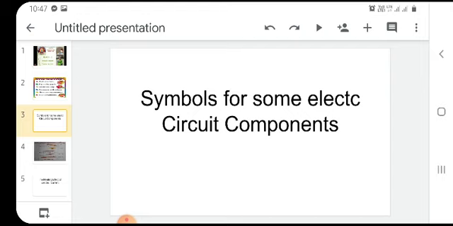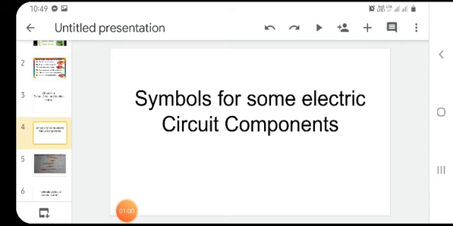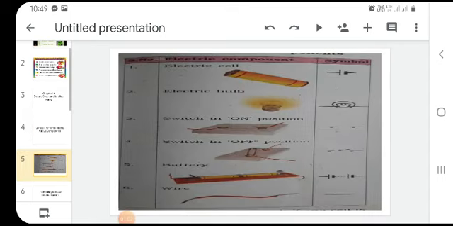In this chapter, we are going to learn about symbols for some electric circuit components. Dear students, here is a picture in which you can see the symbols for some electric circuit components. First is the electric cell, and you can see its symbol. Second is the electric bulb. The symbol of the electric bulb, you can see on your screen. Third is the switch in on position.